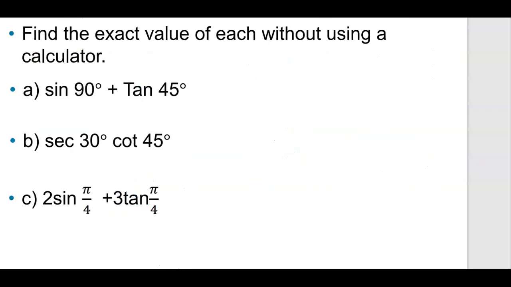All right, so let's take a look at the following. Find the exact value of each without using a calculator. So no calculator, just your unit circle. Okay, so using your unit circle, find the value of sine of 90 degrees. Got it? So sine of 90 degrees is 1. We're going to add that to the tangent of 45 degrees. So tangent of 45 degrees is 1. So that gives us a value of 2.